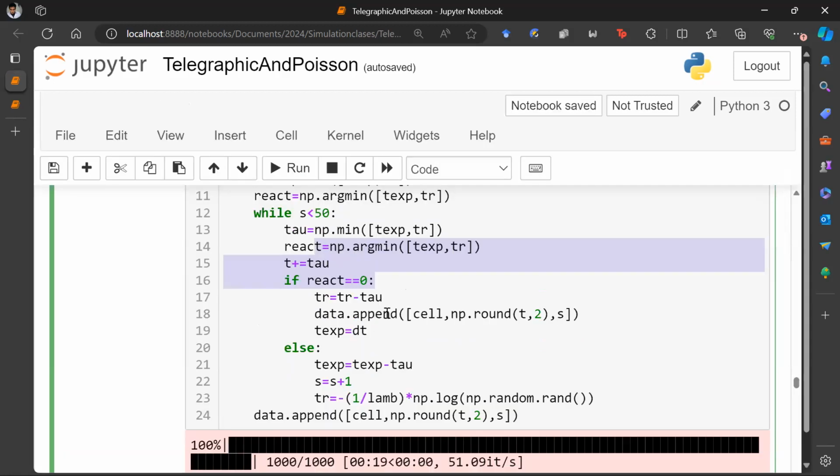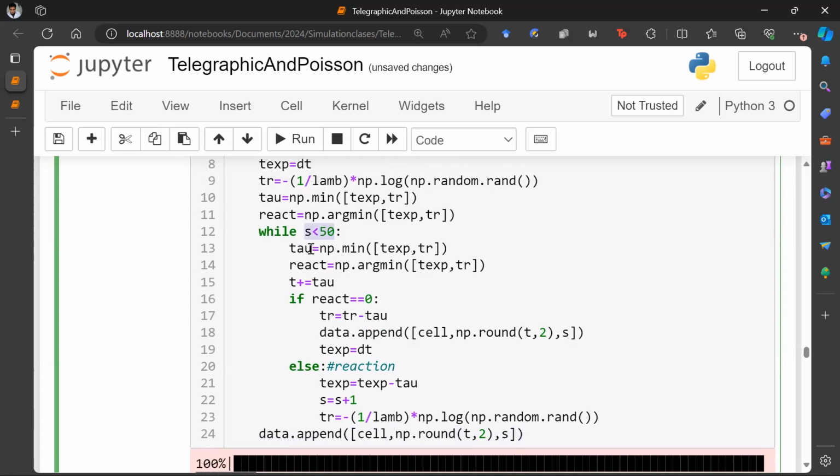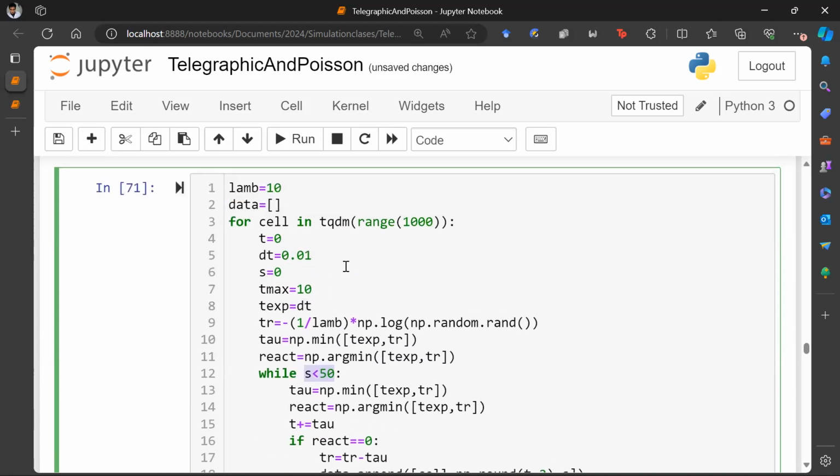It's like a reaction that occurs with deterministic time. Otherwise, if the reaction is increasing the number of molecules, in this case, given this reaction, I subtract the tau from the other times that are not the reaction, in this case, the time for exporting. I increment the number of molecules, and I propose a new time for reaction because this is the reaction, the molecule increment. And in the end, I save the data when it reaches the value of 50. And I do this for 1,000 cells.